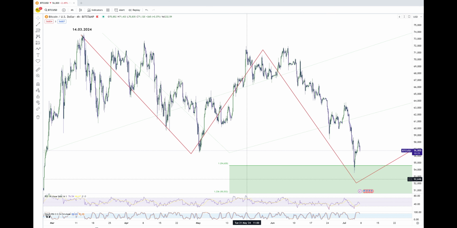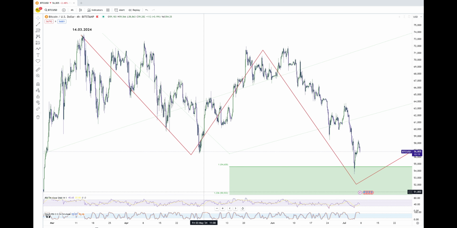And we do have an area down here where we are expecting buying accumulation to take place and the market from here to provide a reaction.